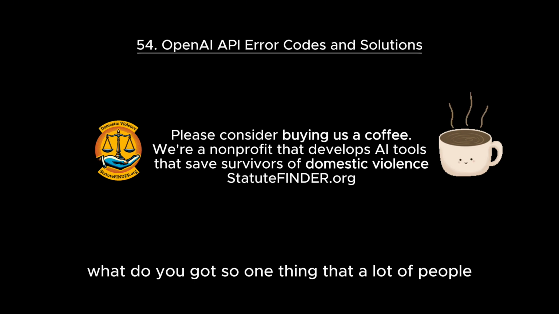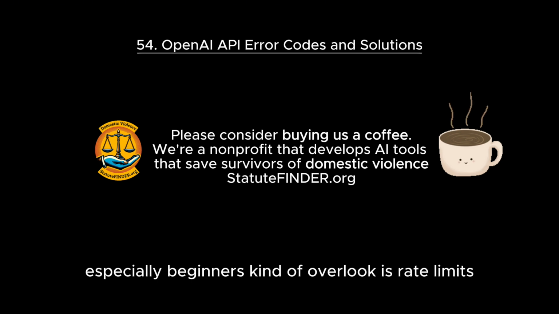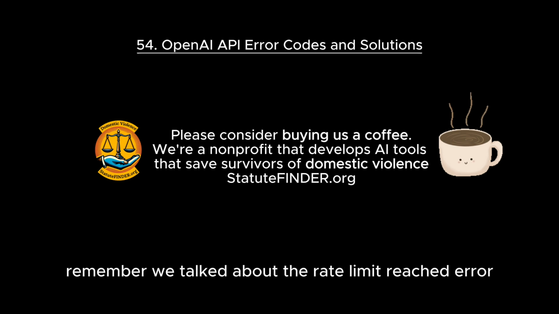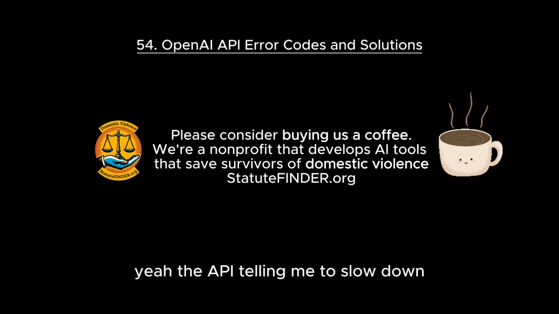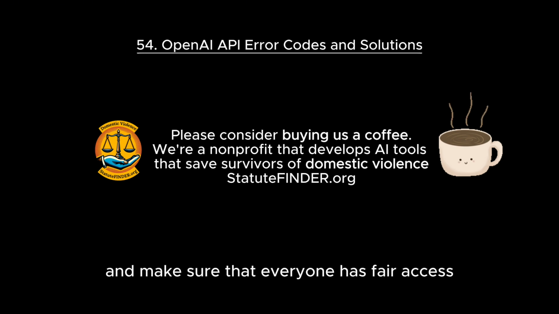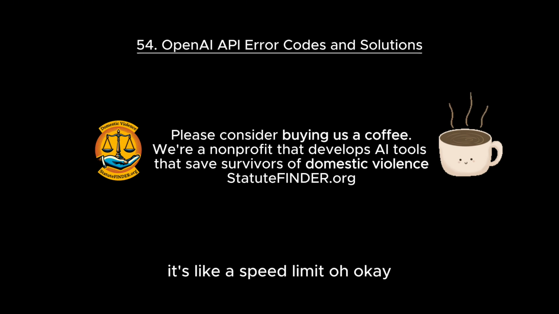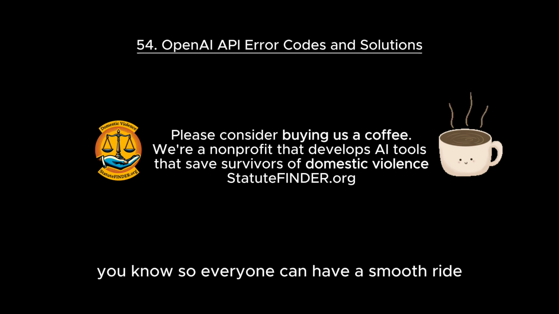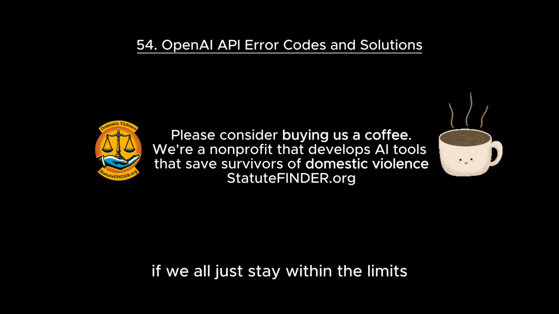So one thing that a lot of people, especially beginners, kind of overlook is rate limits. Remember we talked about the rate limit reached error? Yeah, the API telling me to slow down. Exactly. And every API has rate limits to prevent abuse and make sure that everyone has fair access. It's like a speed limit, so everyone can have a smooth ride if we all just stay within the limits.